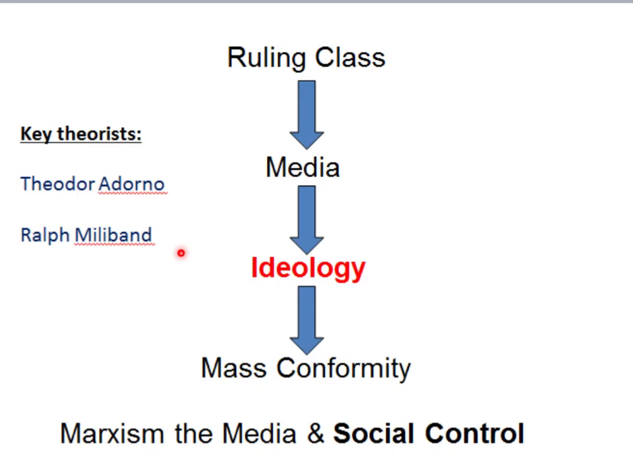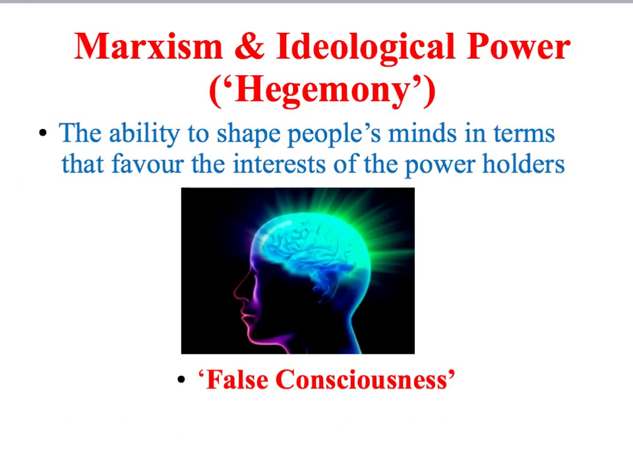And their view of the audience is basically a passive mass who are brainwashed by the ideas and values that are transmitted to them by the media. And the key idea here to try and get your head round is this idea of ideological power, sometimes also called hegemony. So according to Marxists, ideological power is the ability to shape people's minds in terms that favour the interests of the power holders within society, the group that Marxists call the ruling class or the bourgeoisie.